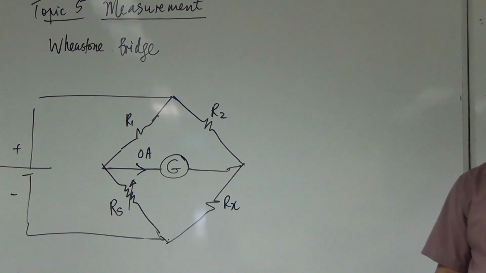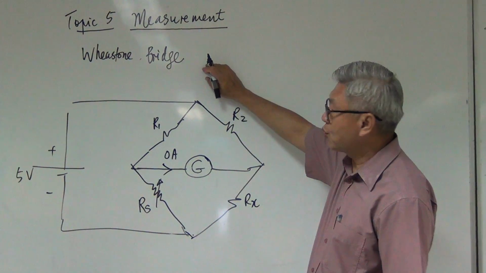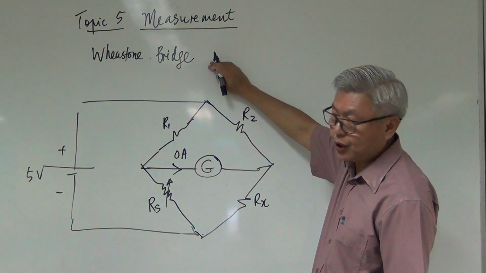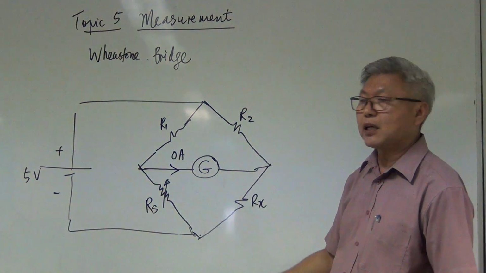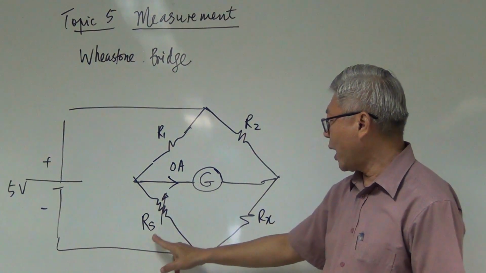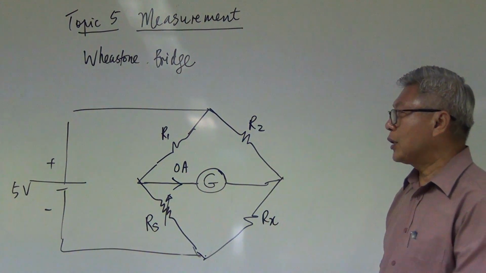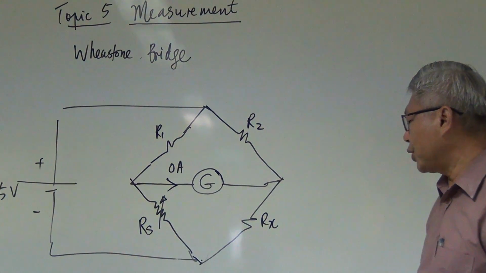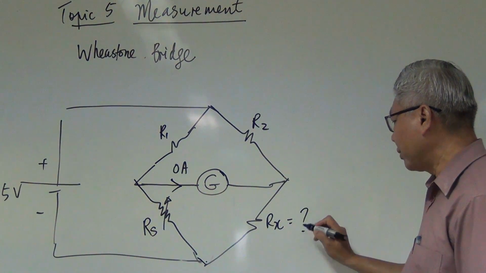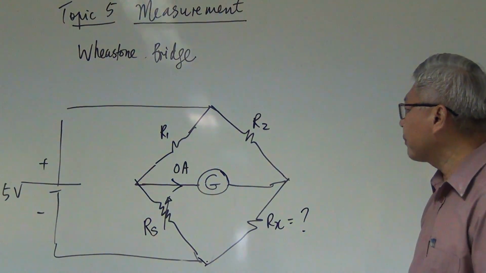Alright, now we would like to examine another measurement instrument called the Wheatstone bridge. A Wheatstone bridge consists of 4 resistors which we call R1, R2, RS and RX. The working principle of a Wheatstone bridge is that RX is an unknown resistor. That means it's a resistor that you want to determine.